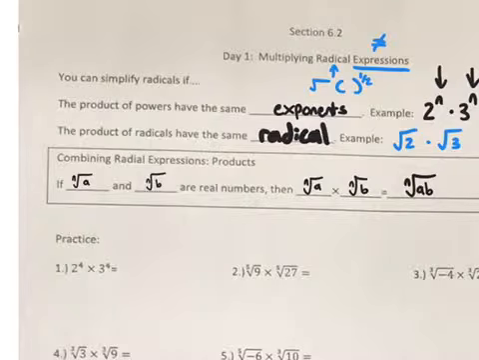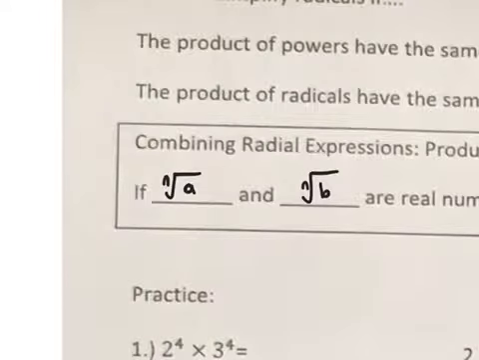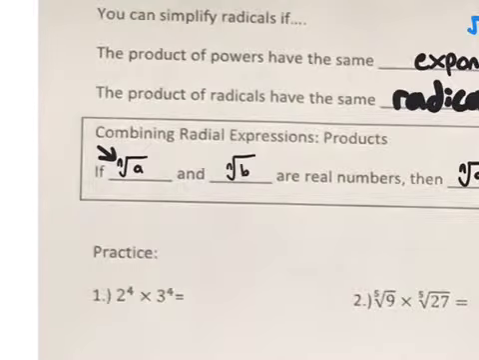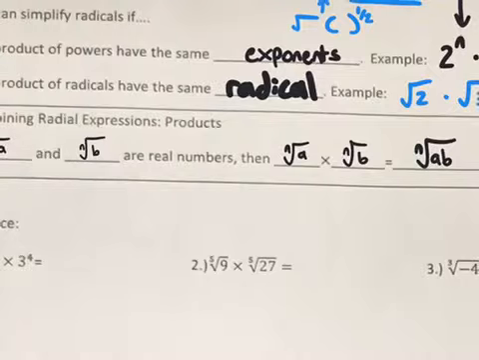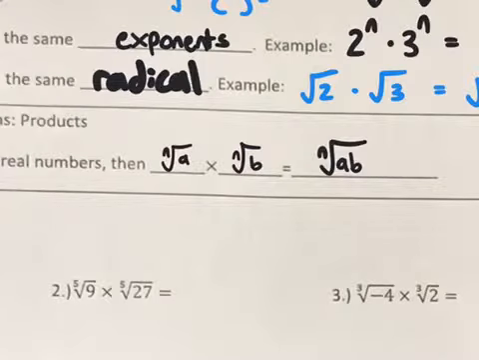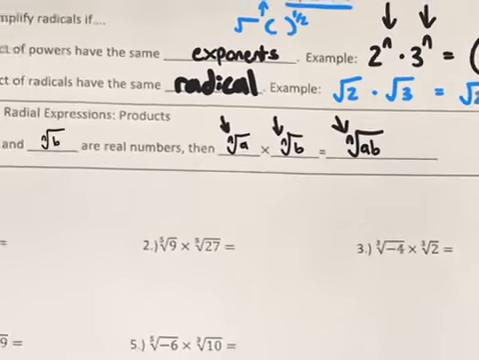More on this: if we have any index, where n can be any index here, so if the nth root of a and the nth root of b are real numbers, then I can multiply the a and b together and put it under one radical with that same index. But in order for this to happen, these would both have to be cube roots or both have to be square roots or any other index that would match.